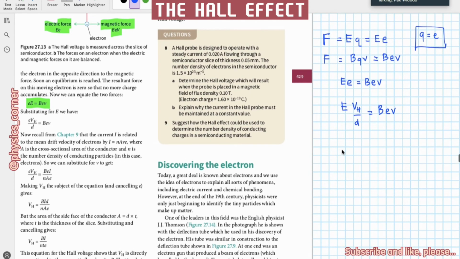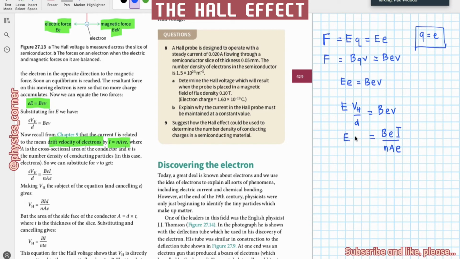Then we have the drift velocity of the electron, I equals n A v e. We can change v to become I divided by n A e. So this we change into V_H, which we replace with I divided by n A e.